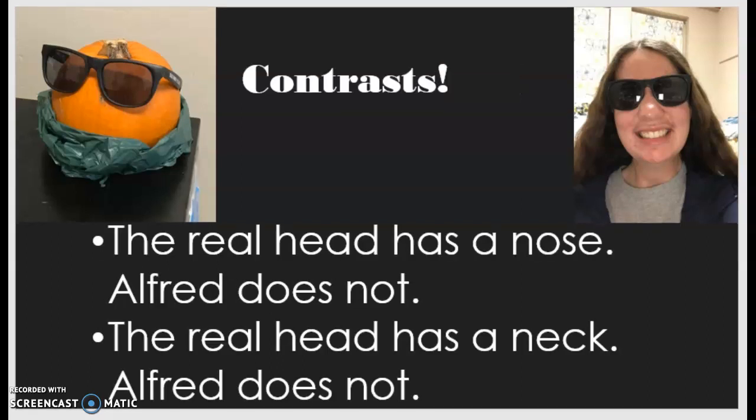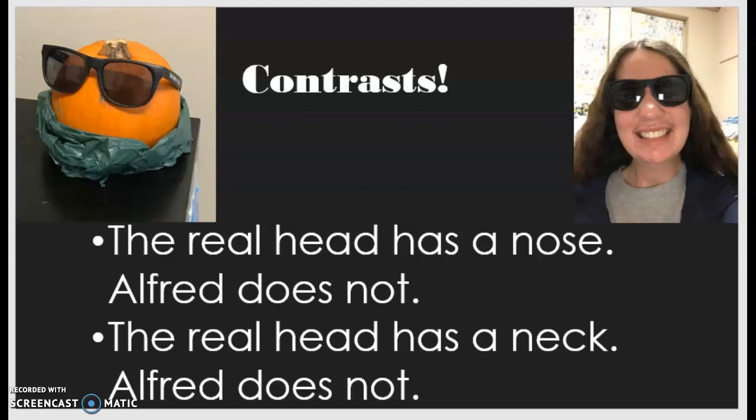Okay. Now let's talk about what's different. All right, my head has a nose. Alfred's does not. My head has a neck. Alfred's does not. Of course, there's lots of others. I'm living and breathing while Alfred is just sitting there. So many different things that are different.